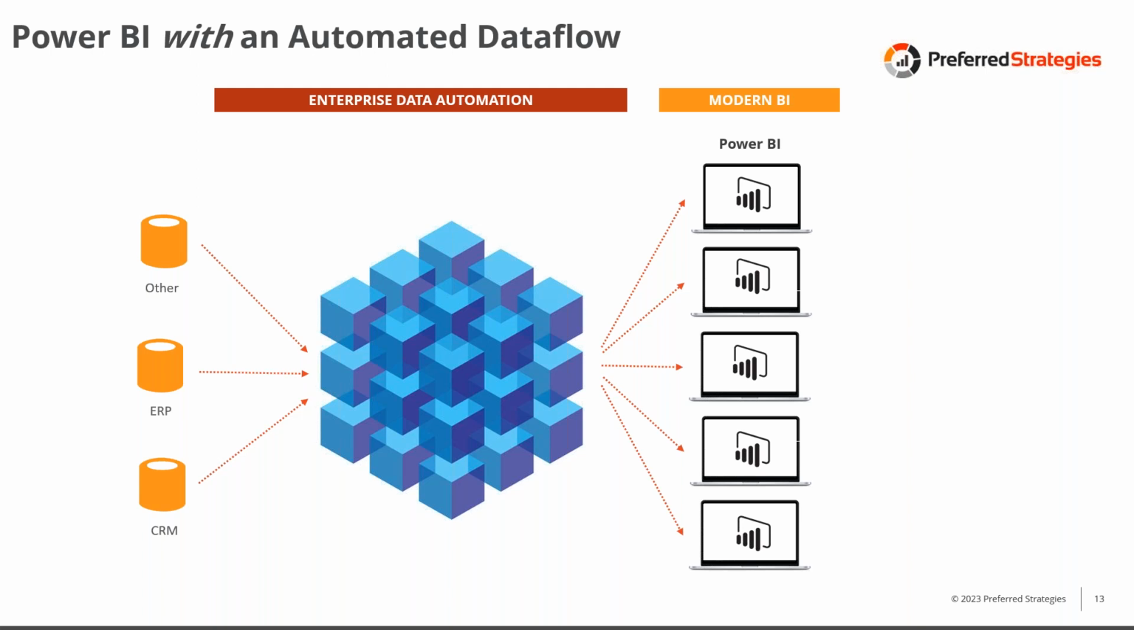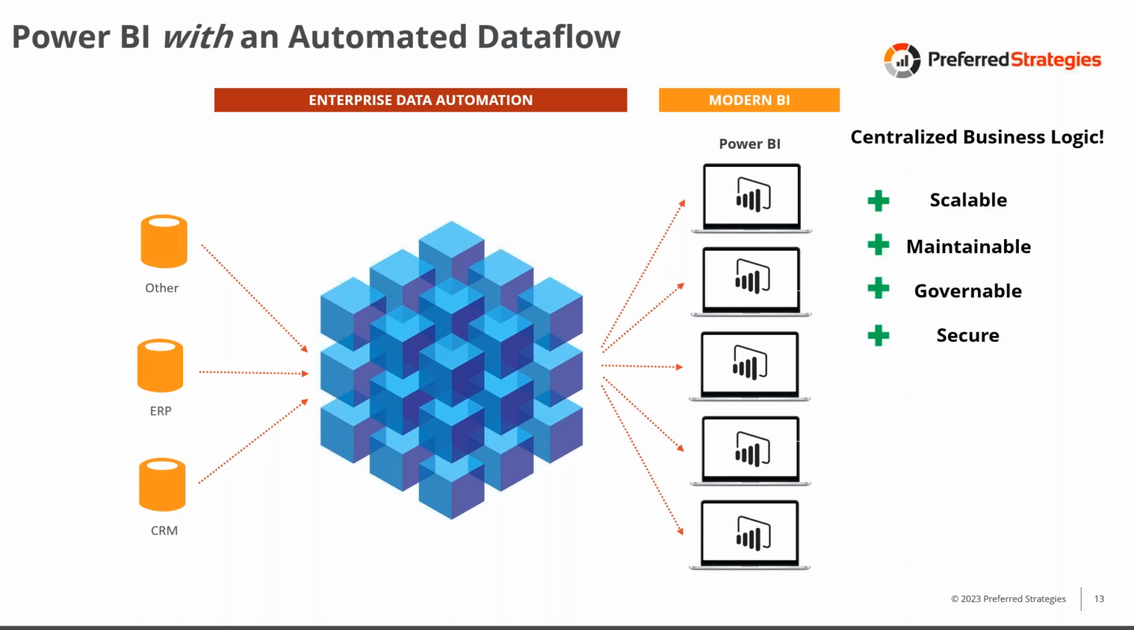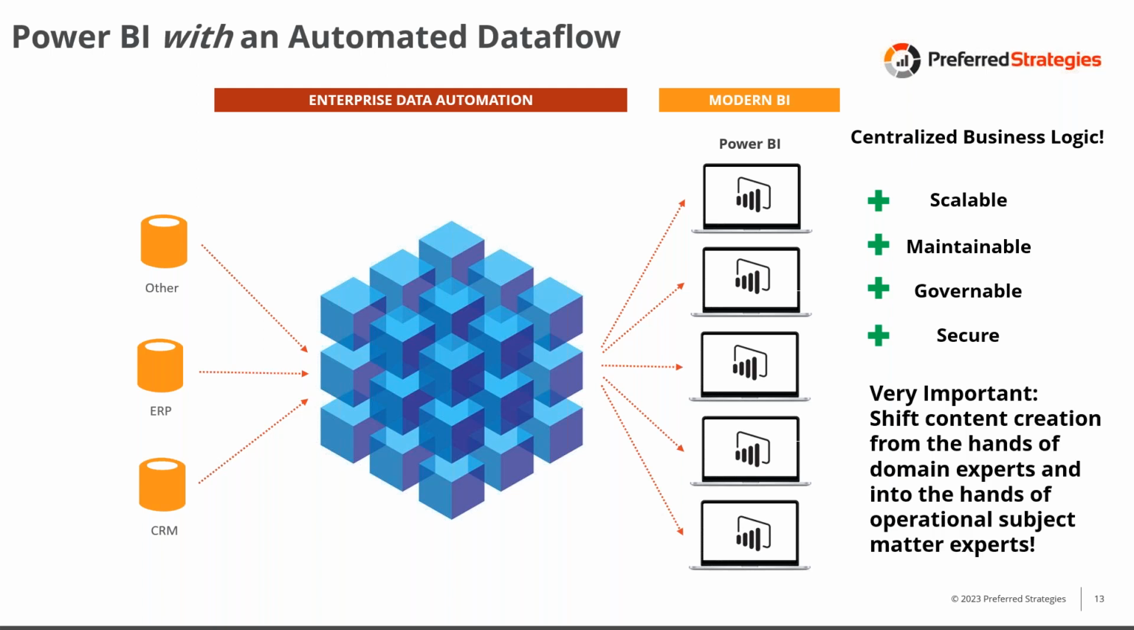So not query by query, but one place where you define your business logic. That gets that centralized business logic. It's very important to have that in terms of being scalable, maintainable, and governable and secure. You can apply security to that blue cube so people see only the data they're supposed to see. You can control the governance of it, and you centralize the logic so it's maintainable. It's very, very robust in terms of deployment if you create this data automation from a holistic point of view.